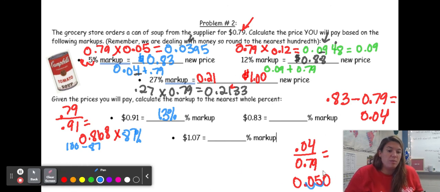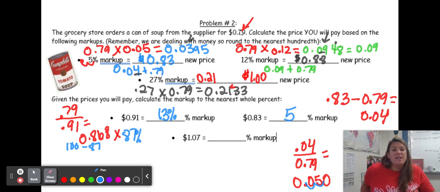So this markup was 5%, right? Because 5% of 79 cents is 4 cents. So this went up by 4 cents. So you can either divide first, multiply by 100, and then subtract from 100, or you can subtract first, then divide, then multiply by 100. So you're doing the same things, just in a different order. All right, try this $1.07.